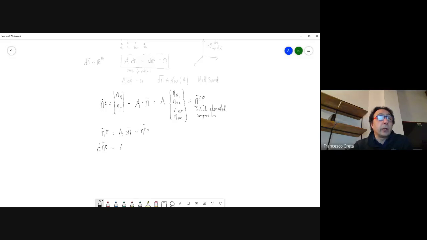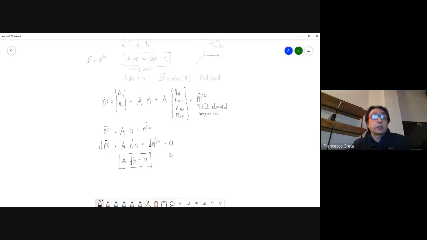dn_e is equal to A, a constant matrix, times dn, which is equal to the differential of a constant, which is obviously 0. So we have exactly what we said yesterday. In order for your elements or atoms to be conserved, you cannot move along any direction in the phase space. The infinitesimal change in composition has to follow a certain constraint, a certain direction, and this is your constraint.